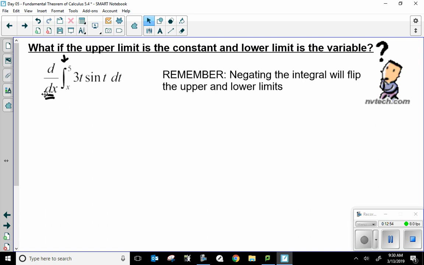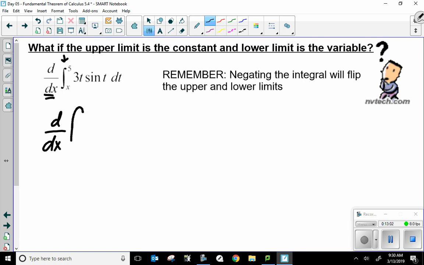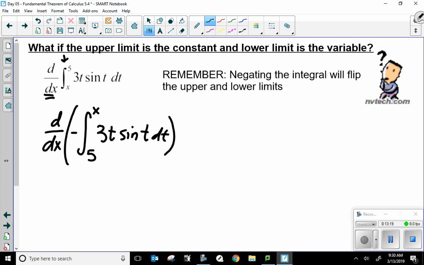Let me say that one more time. Negating the integral, well, I should put that in parentheses first. Negating the integral will flip the upper and lower limits. That is one of our integral rules or antiderivative rules. I can flip the bounds and it negates the whole thing.